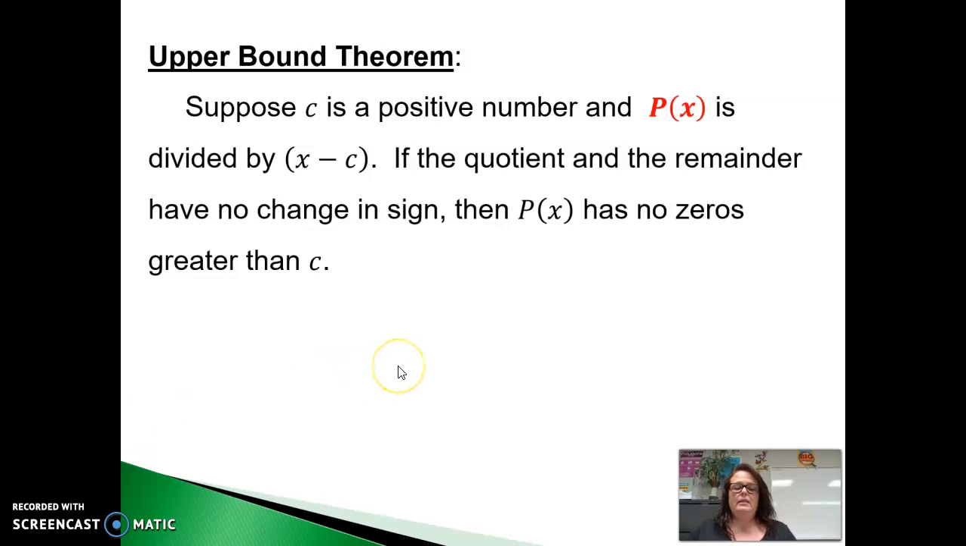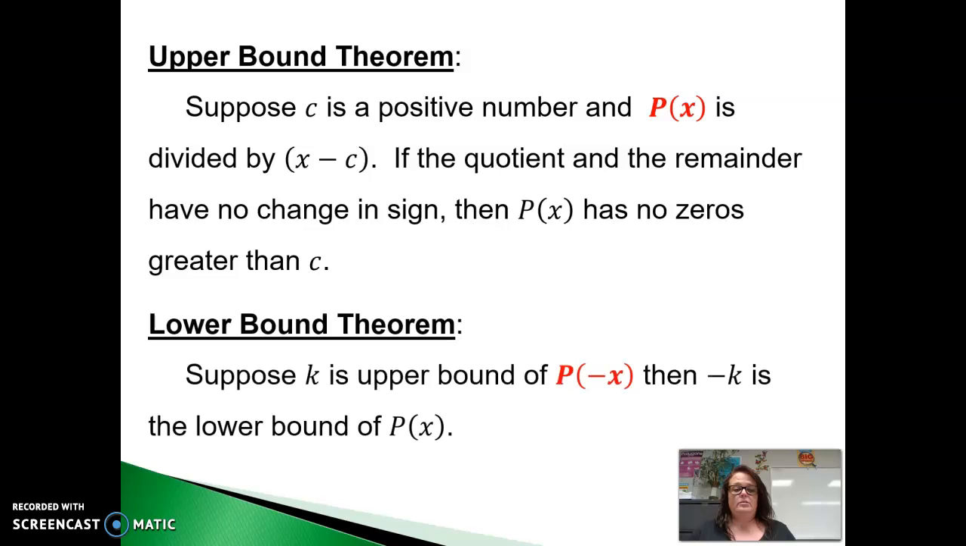So to truly find the lower bound, it's a little bit more complicated, but I do have a shortcut. We've got to learn the complicated way to be able to learn the shortcut, okay? So if we change the polynomial to p of negative x, remember that changes the sign of every odd exponent coefficient. If k is the upper bound of that new polynomial, then the opposite of k is the lower bound of the actual polynomial.